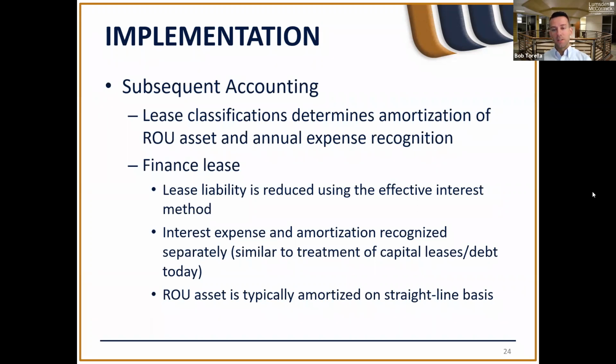So your interest expense is recorded on a monthly or annual basis, depending on your actual lease payments. Then your right of use asset is amortized generally on a straight line basis over the term of the lease. Now your interest expense and amortization expense are recognized separately on your income statement, similar to how you would do this with a capital lease or related debt payments today when we're talking about interest expense.